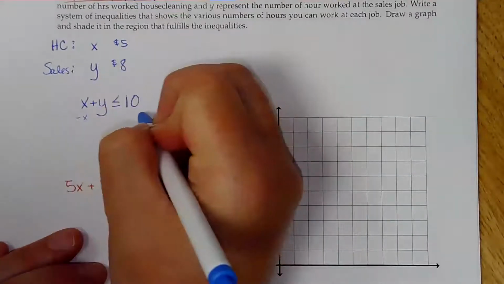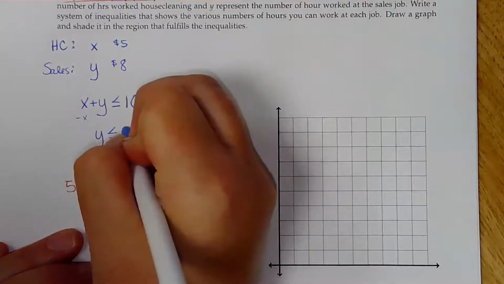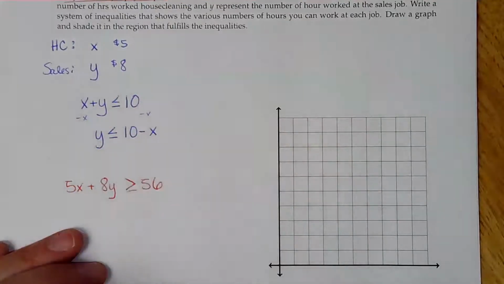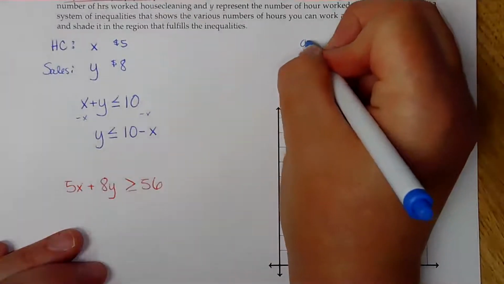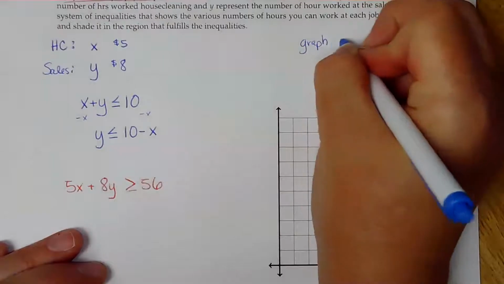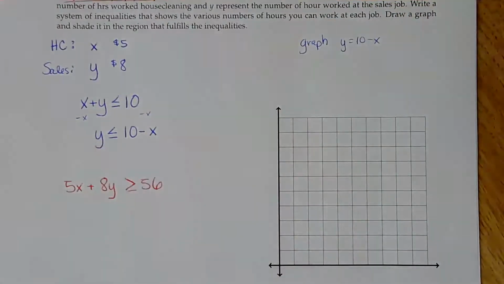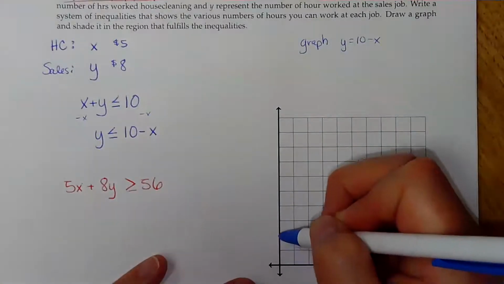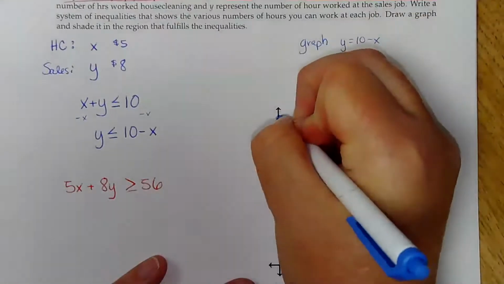I'll subtract x from both sides, and what that gives me is y is less than or equal to 10 minus x. All right, so what I'm going to do is graph y is equal to 10 minus x, and then I'll come back and deal with this inequality. So I'll start with putting my y-intercept on here. 7, 8, 9, 10. Okay, so there's 10.